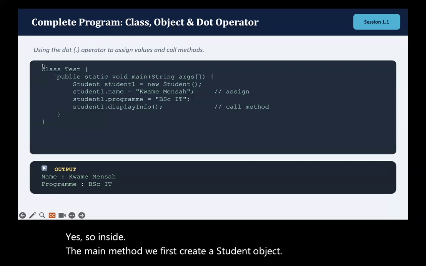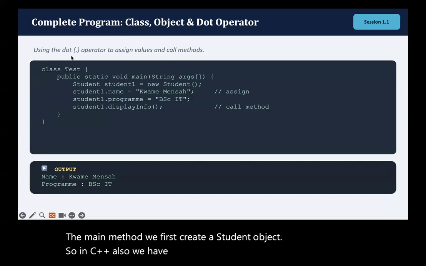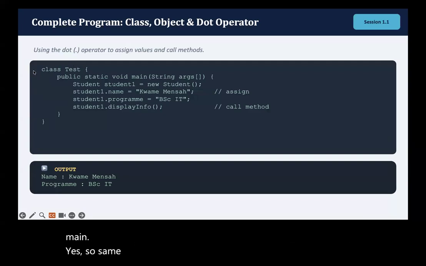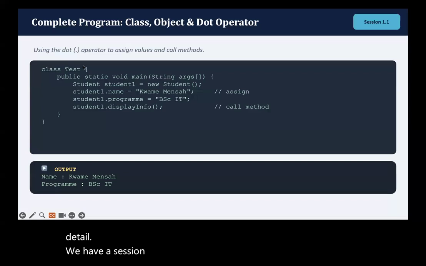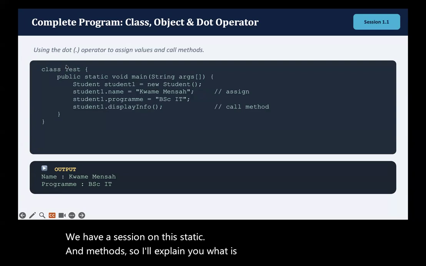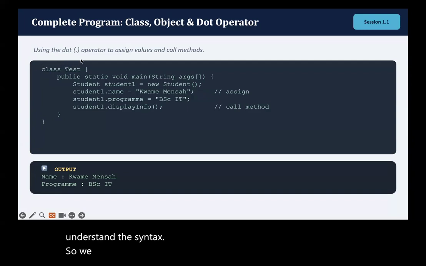In C++ also we have a main method, main function. We write it as int main. Same way, Java also has a main method. We call it public static void main, and in brackets you give the arguments. I'll explain it in detail. We have a session on static and methods, so I'll explain what this means. For now, just understand the syntax. So we write public static void main.